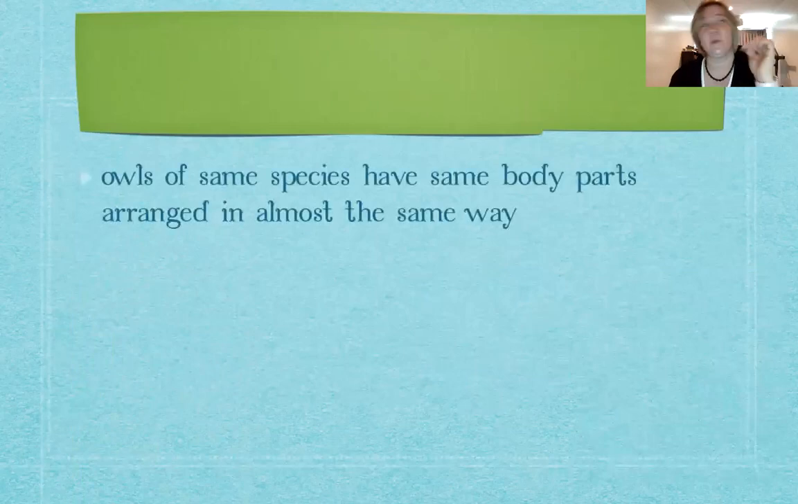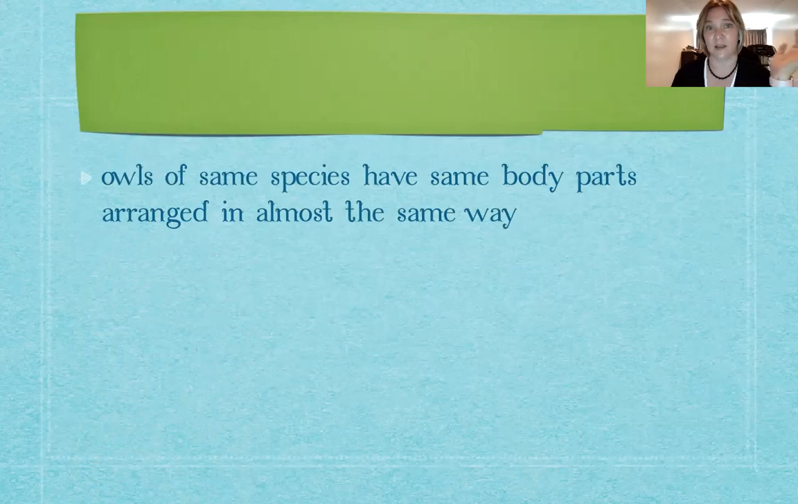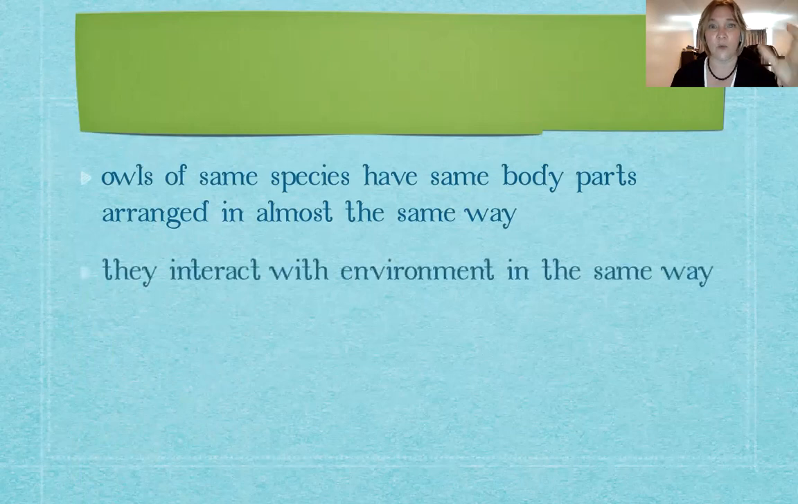If I showed you the picture of any owl or any species of owl, you would still be able to tell that it's an owl and not, say, a chicken or a goose, because it has particular body parts that are arranged in almost the same way. For example, they have two forward-facing eyes. What forward-facing eyes tell you in the animal kingdom is that they are predators, because having forward-facing eyes gives you depth perception, so you can tell how far away something is. This is good if you're a hunter.